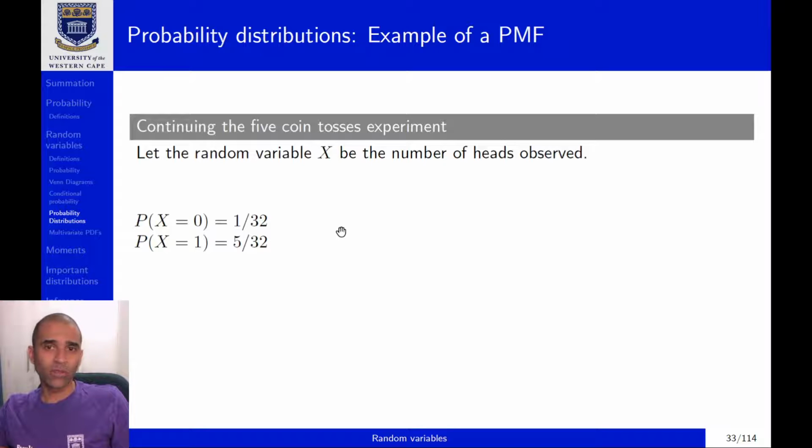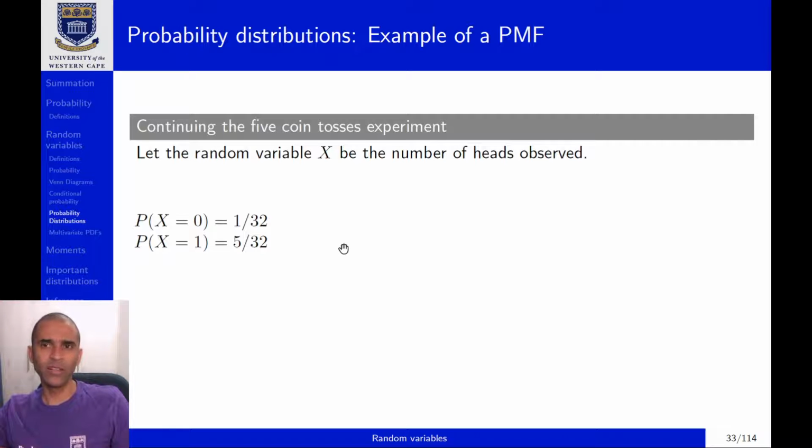Next, X can take on the number 1. And over here, if you look at the list of ways of observing a single head when flipping a coin 5 times, you'll notice that there are 5 ways of doing that.